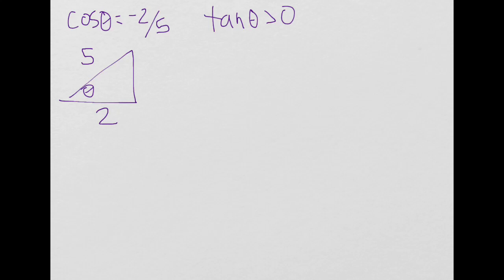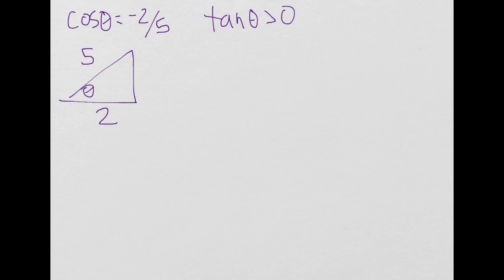And whether these values are positive or negative, we get all of that from the unit circle when we figure out what quadrant we're in. So don't worry about that negative side. So 2, 5, well, let's figure out that third side.